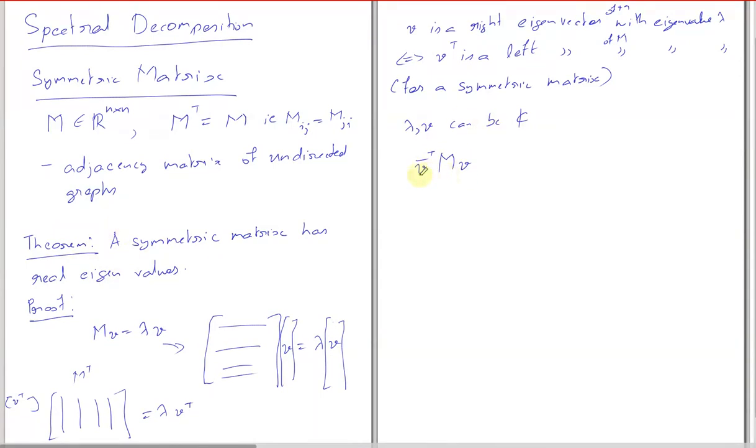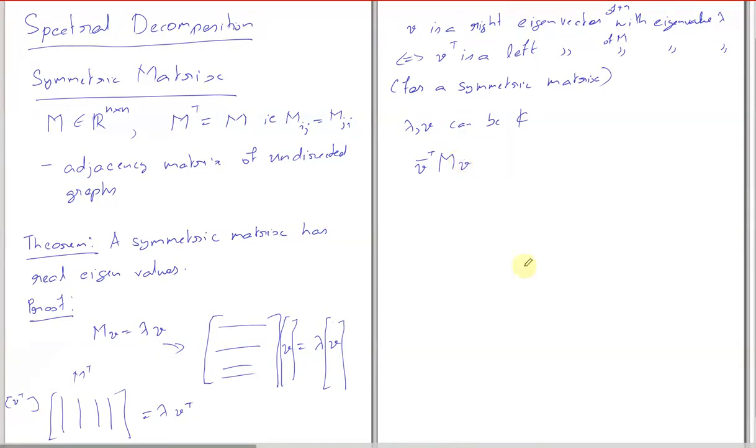So let's look at this particular quantity. What's the dimension of this quantity? Sir, what is V bar there? V bar is the complex conjugate. Sir, it is 1 cross 1, a scalar number. Yeah, so this is a scalar value, a 1 cross 1 matrix.